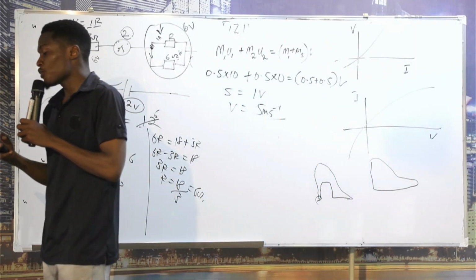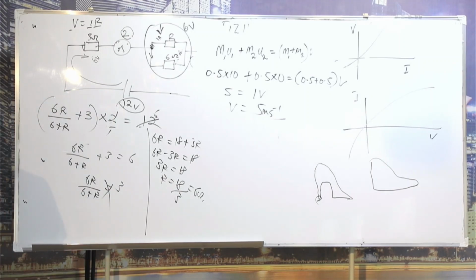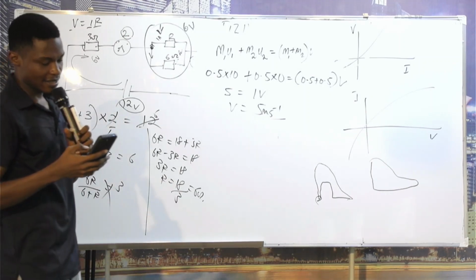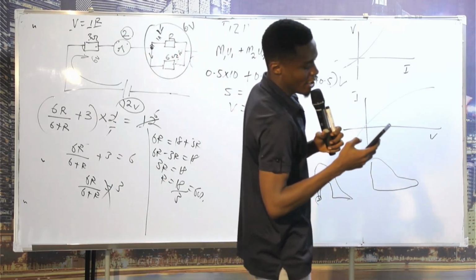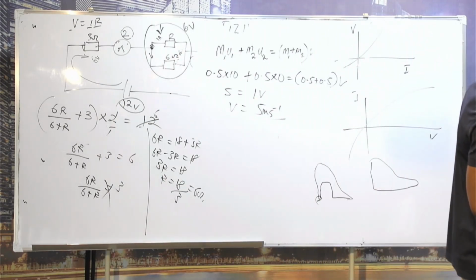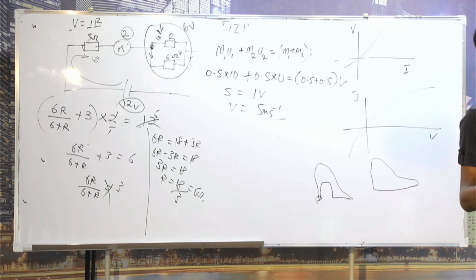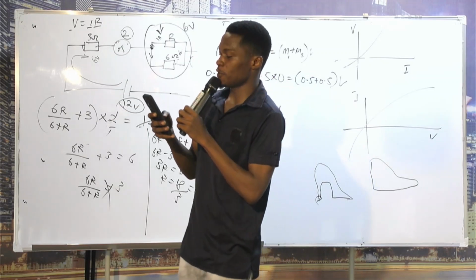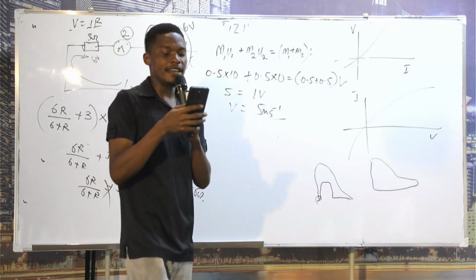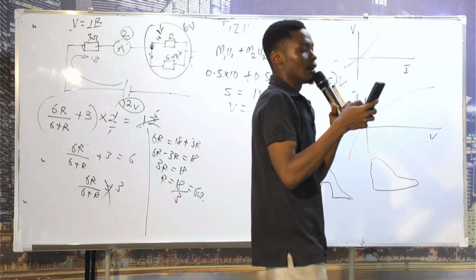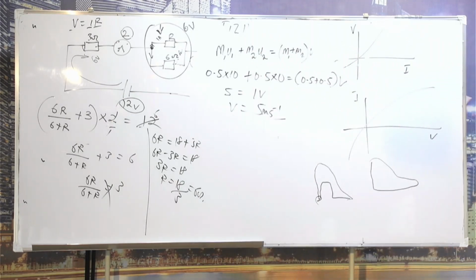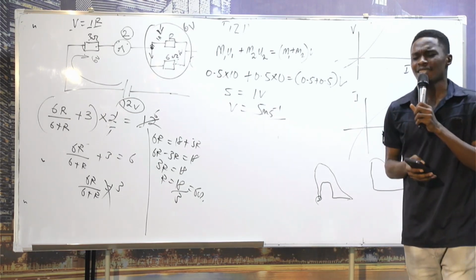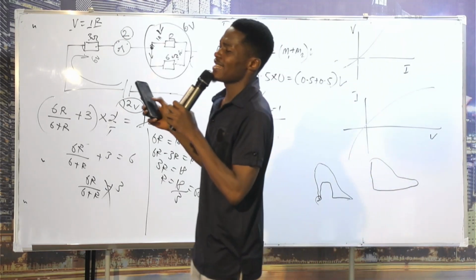Which of the following is not correct about the molecules of a substance in a gaseous state? They, A, are in constant state of motion. Is it true? They say which of the following is not correct. B, have different speeds. C, have a temperature which is measured by the average kinetic energy. D, the collision between gases is perfectly inelastic. Now, what is elastic and inelastic collision?